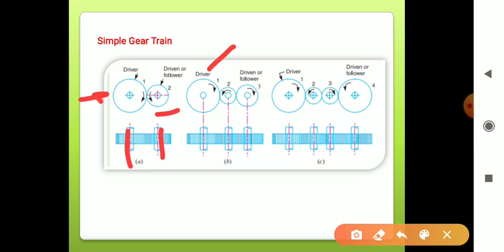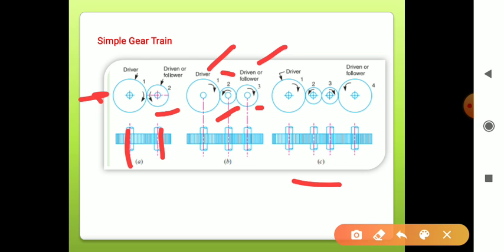Now the second one. In the second one, gear 1 will rotate and give the motion to gear 2, and gear 2 will give the motion to gear number 3, or wheel number 3. So the first is the driver, and the last, the third one, will be the driven or follower. Gear number 2 is known as the idler gear. This is the idler gear.